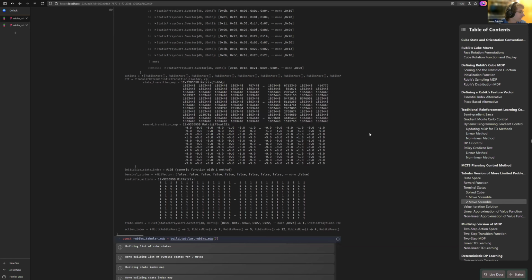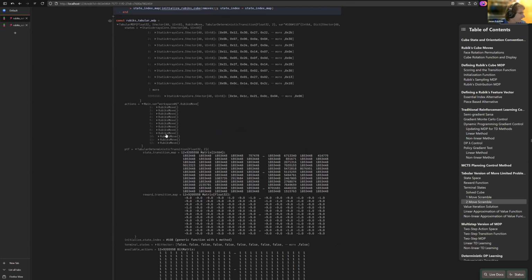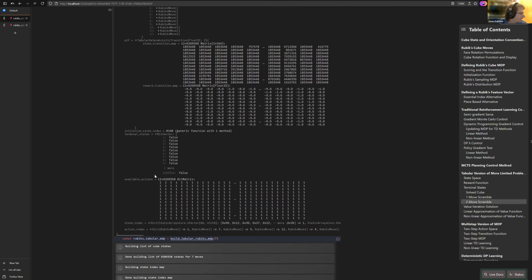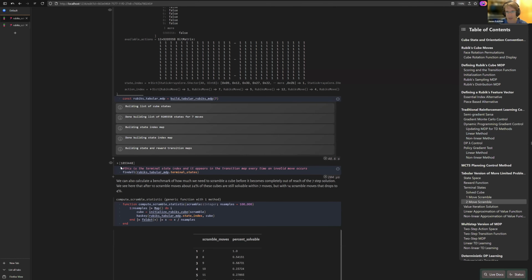So when you have one of these tabular problems, you generally have a finite state space, a finite action space, and then these transition maps. In another context, it would be like a Markov matrix that shows you how all the transitions work. And then the terminal states, this is just a bit vector, but you can see here there's only a single terminal state index, which is this one.